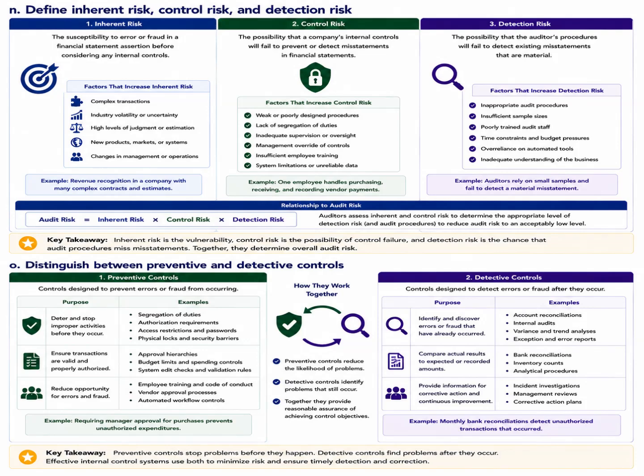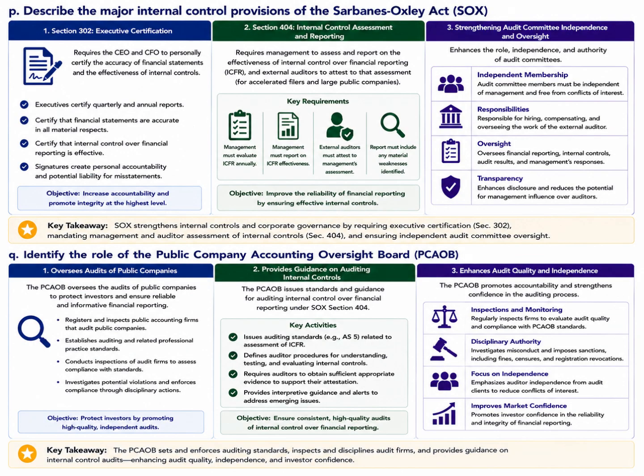Both control types are complementary. Effective internal control systems integrate preventive measures to reduce risk and detective measures to ensure timely identification and remediation of problems. P. Describe the major internal control provisions of the Sarbanes-Oxley Act, SOX. Section 302 requires executive certification. The CEO and CFO must certify the accuracy of financial statements and the effectiveness of internal controls, increasing accountability at the highest management level.